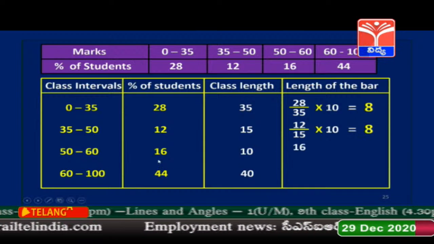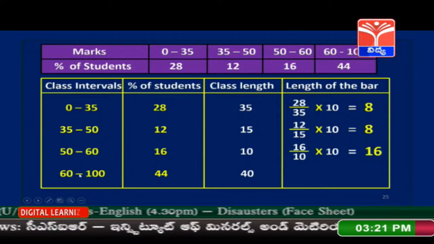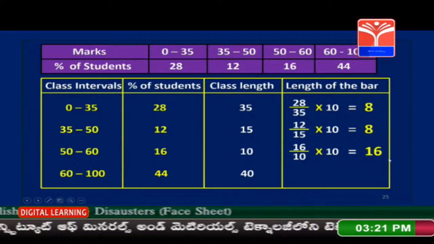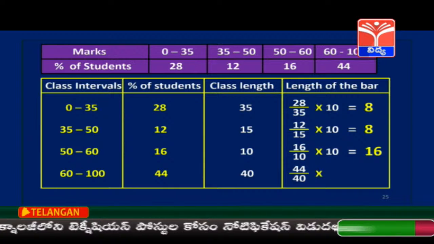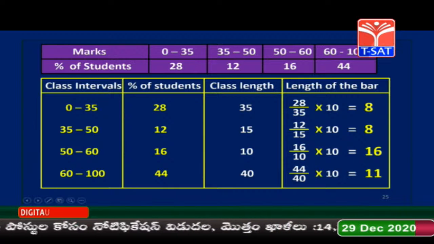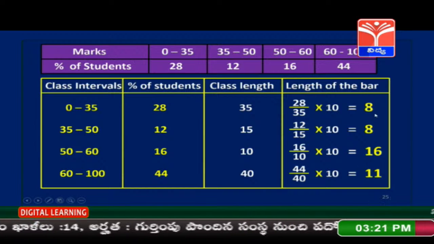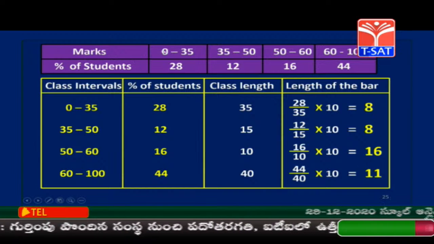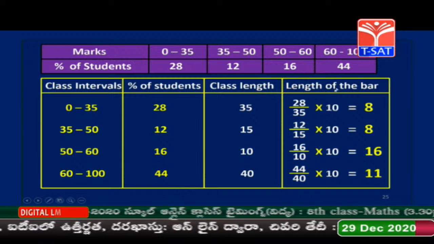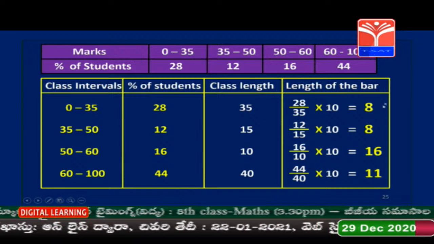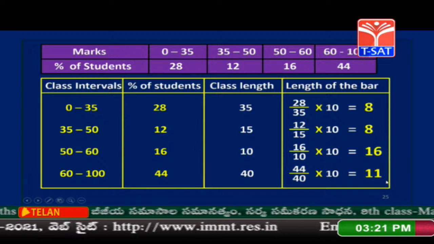Now third, 16 divided by 10 into 10. Children, here 10 and 10 will cancel, you will get 16. Now 44 by 40 into 10, after cancellation you will get 11. Children, here I am finding the length of the bars. If you get classes with different class sizes, then you have to find the density. So density gives the length of the bar. So I am finding the density here, which is equal to 8, 8, 16, 11.